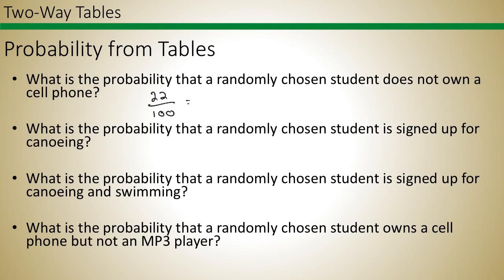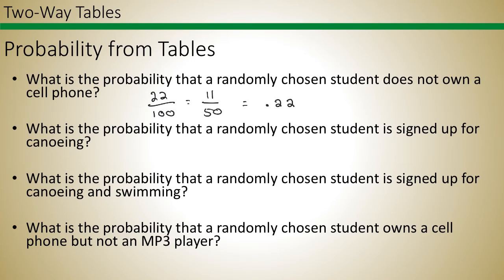Okay, I can reduce this. That's actually going to be 11 over 50. That would be my simplified fraction. I could also write this as 0.22 as a decimal. Next question, what is the probability the randomly chosen student signed up for canoeing?